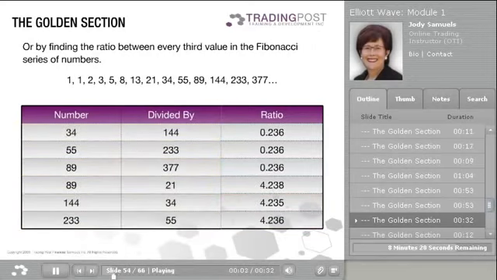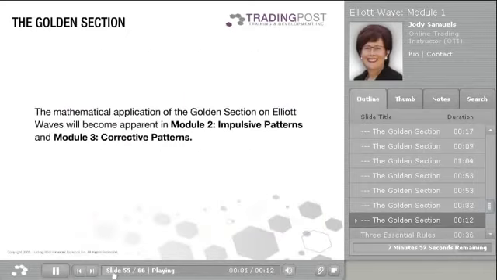Finally, take the ratio of every third number going forwards and backwards. For example, 89 divided by 377 is 0.236, and 233 divided by 55 equals 4.236. Again, all these percentages will come into play when we discuss targeting an impulsive wave or measuring the retracement of a corrective wave. The mathematical application of the golden section on Elliott waves will become apparent in Module 2, Impulsive Patterns, and Module 3, Corrective Patterns.